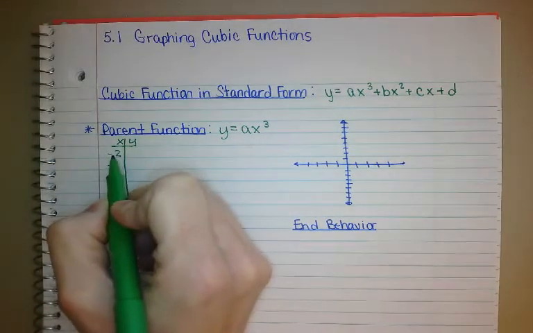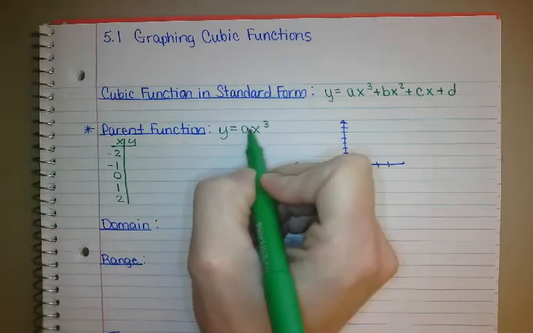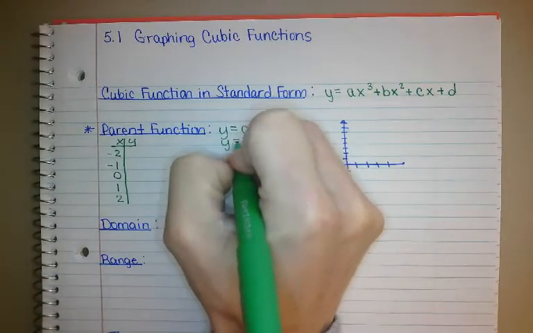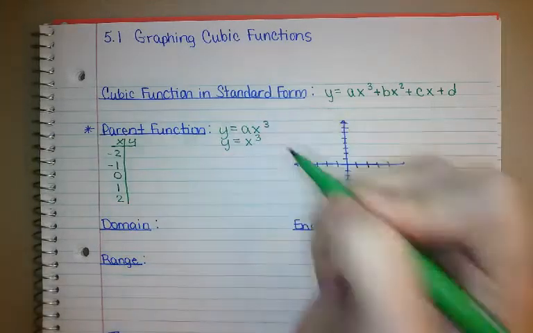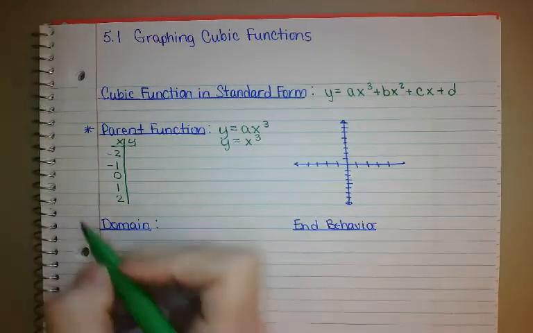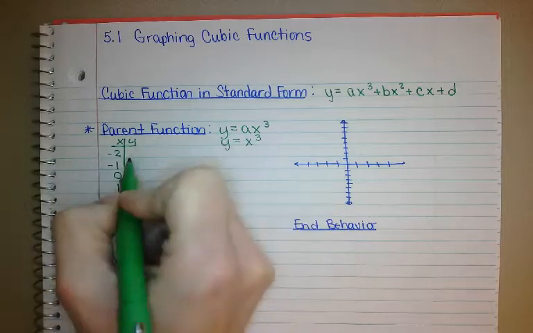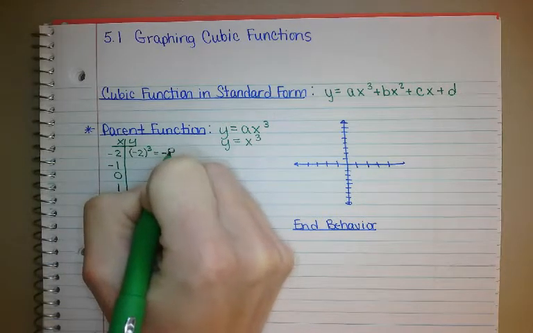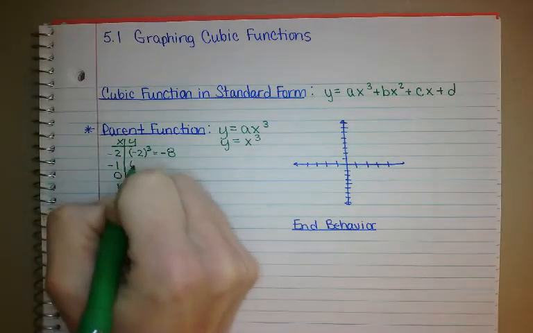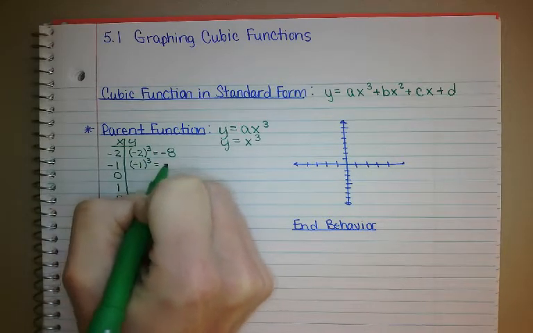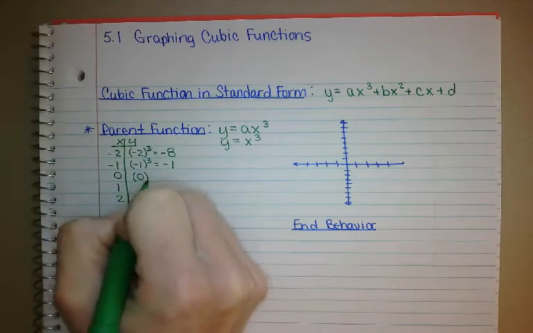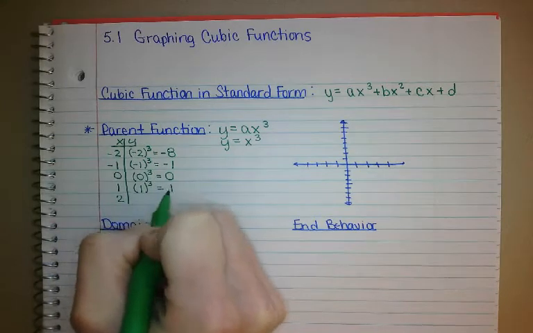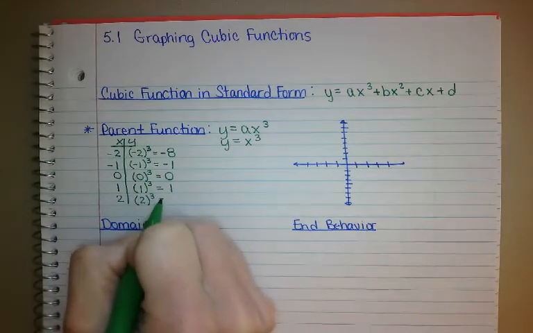All right, if I plug this into my parent function, let's go ahead and assume that the a is just going to be 1, so that I've got just an x cubed. Well, if I plug in negative 2 and I cube it, negative 2 to the third power is negative 8. If I plug in negative 1 and I cube it, that gives me negative 1. 0 cubed is going to give us 0. 1 cubed is going to give us 1. And 2 cubed is going to give us 8.